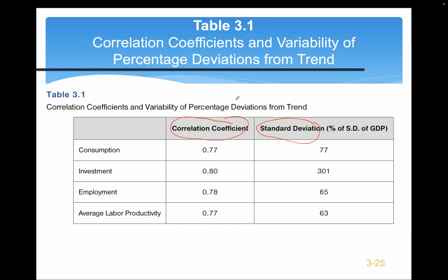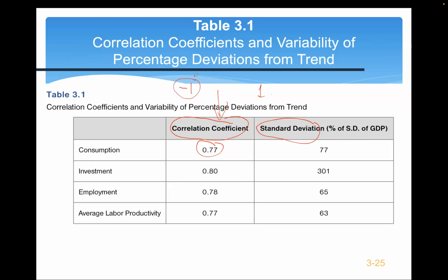Everything is with respect to real GDP. Let's start with this column. Consumption, their correlation coefficient, or in other words, this is measuring how correlated is consumption with real GDP. Usually, this number is between -1 and 1.